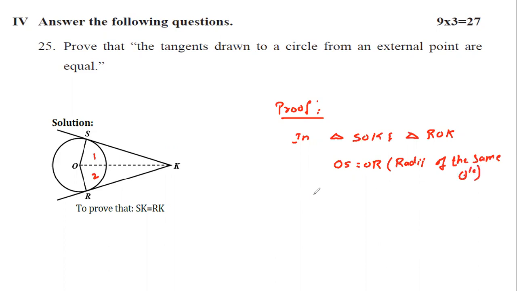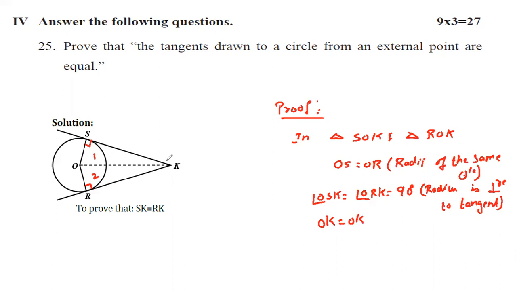Next, angle OSK is equal to angle ORK, which is equal to 90 degrees, as we know that the radius is always perpendicular to the tangent. So write the reason: radius is always perpendicular to tangent. Next, OK is equal to OK. Why? This is the common side for both triangles. Write down the reason: this is the common side.